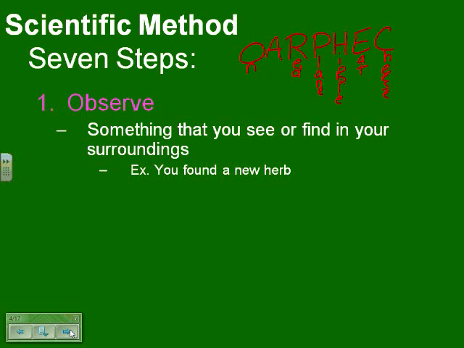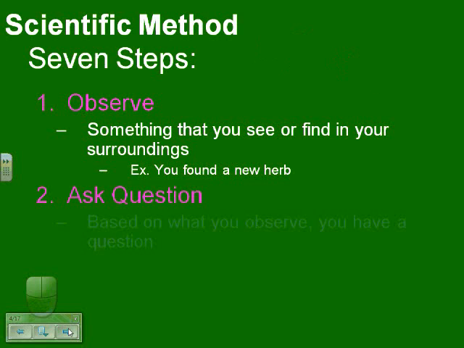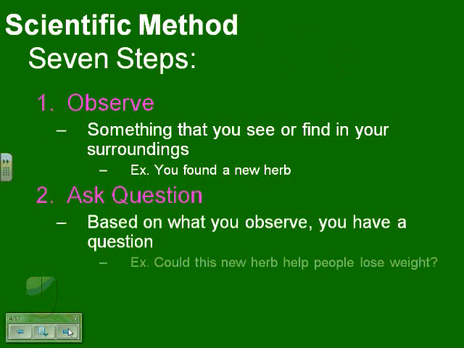So our first step in the scientific method is to observe. In this case, the observation that you would have made is that you found a new herb. You discovered this new herb. Your observation was, wow, a new herb. Which would move you on to the second step of that mnemonic device, which would be to ask a question. There's that A. Based on your observation, the question you're going to ask is, maybe this particular new herb that you think you discovered could help people lose weight. So you ask yourself a question.